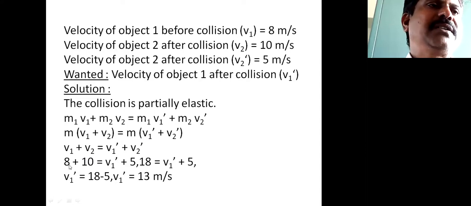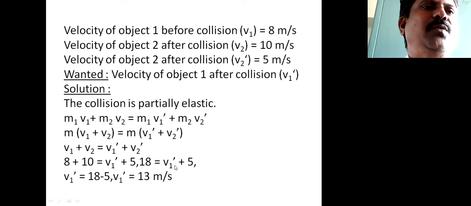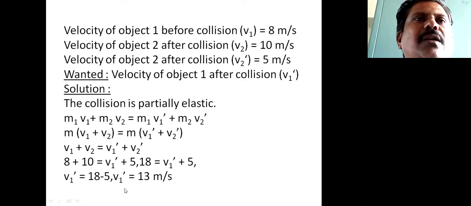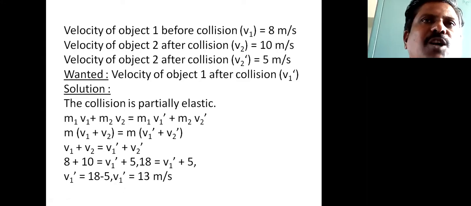Here, 8 plus 10 equals v1 dash plus 5. So you are getting 18 equals v1 dash plus 5. So v1 dash is equal to 18 minus 5. So the velocity of object 1 after collision is 13 meter per second.